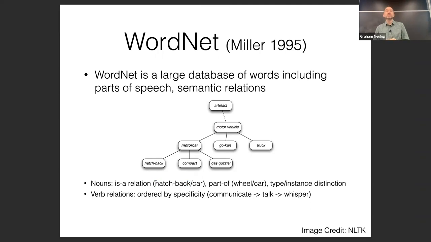It also includes verb relations. Verb relations are ordered mostly by specificity. So communicate is a superclass of talk, which is also a superclass of whisper. So it gives you these kinds of information. It also gives you adjective relations like antonyms. So wet is the opposite of dry, et cetera.